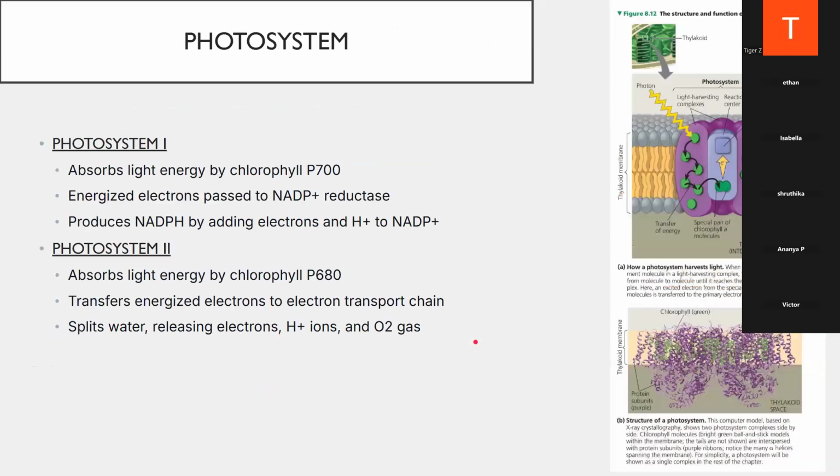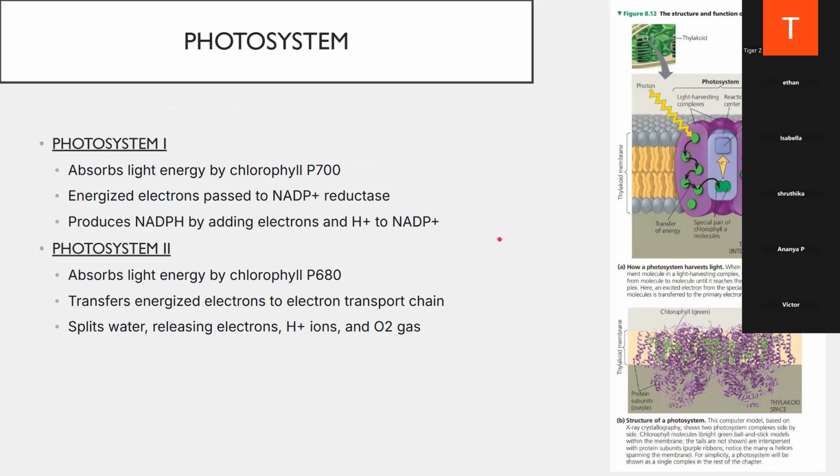All right, cool. So here's an overview of the two different photosystems in the light reactions. Photosystem one absorbs light energy by chlorophyll P700, and the energized electrons are passed to NADP plus reductase. And this reduces NADP plus to NADPH by adding electrons as well as the H plus ion.